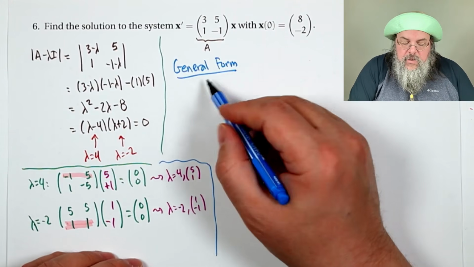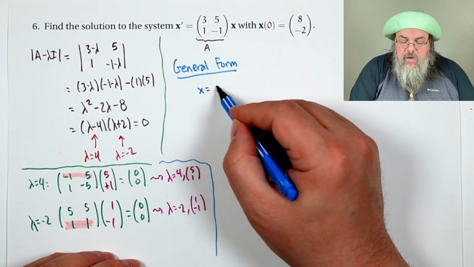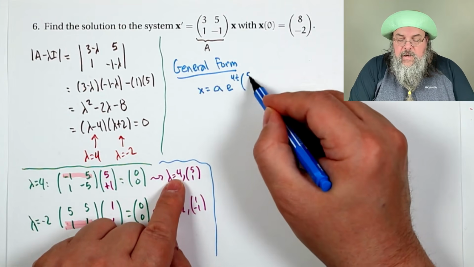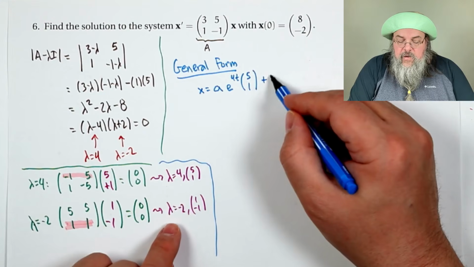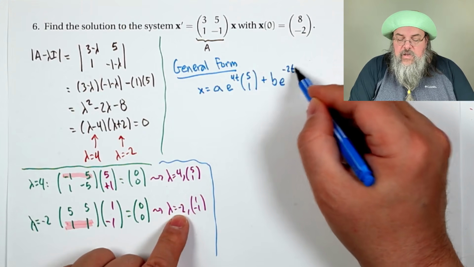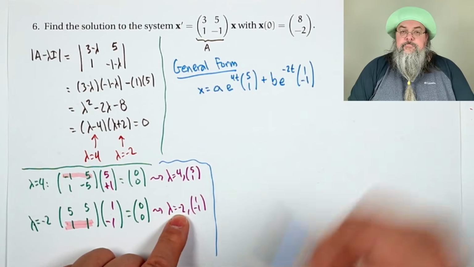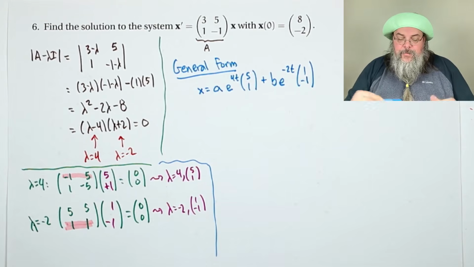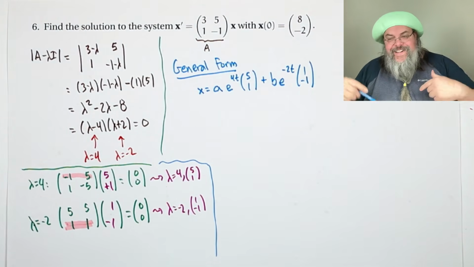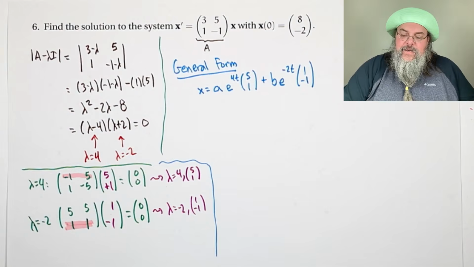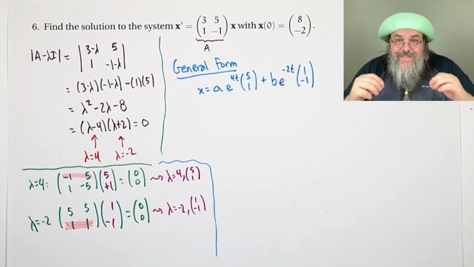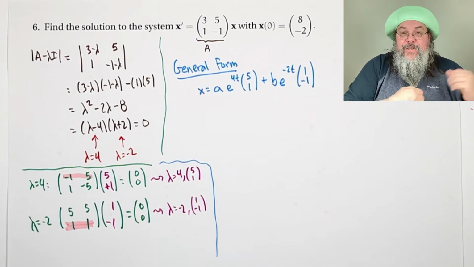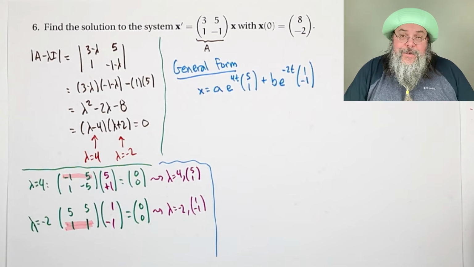And, well, we get that x is some multiple times e to the 4t, (5, 1), plus some multiple e to the minus 2t, (1, -1). Okay, so that's our general form. So, progress. Except we're not done, because the problem isn't about finding a general form, it's about finding a specific solution satisfying some initial conditions. But finding the general form is a step to doing that. Now what do we do?